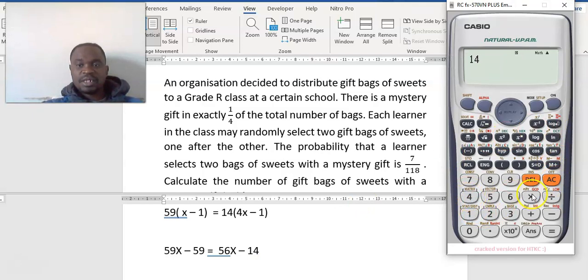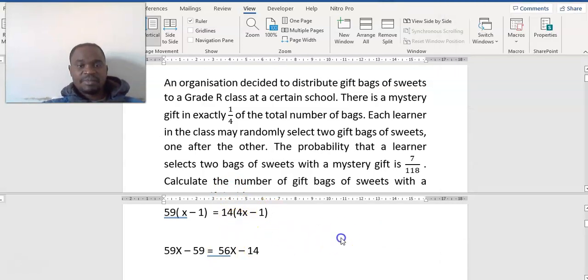14 times 4 gives us 56. Then 14 times negative 1 will give us what? Negative 14.